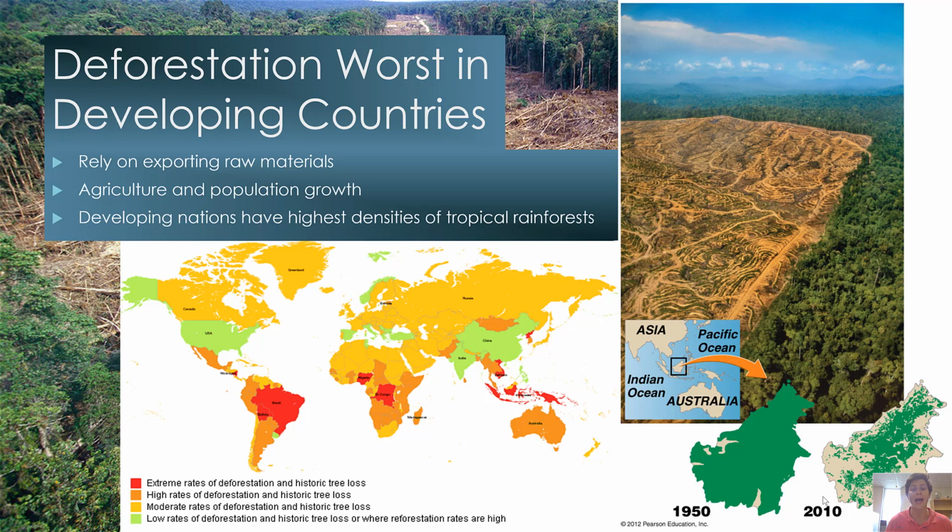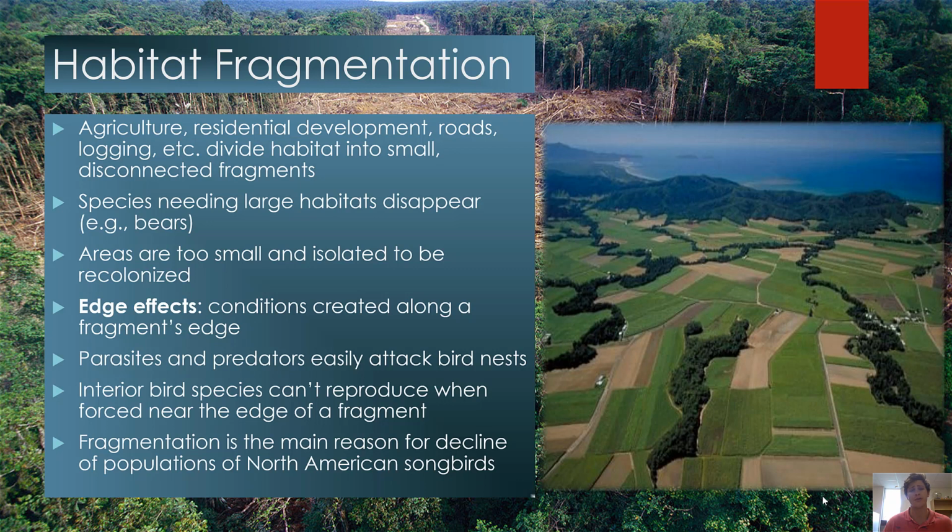Developing nations have the highest densities of tropical rainforest, and unfortunately these are the areas where deforestation is occurring most. Areas such as Brazil, the Congo, so Central Africa, as well as Indonesia. Anywhere in the areas in red, down in this map figure below on your screen, are areas where deforestation is primarily occurring. When deforestation usually occurs, it normally occurs in the form of habitat fragmentation. Usually agriculture, residential development, roads, logging, any form of action which divides the habitat into small, discontinued fragments.